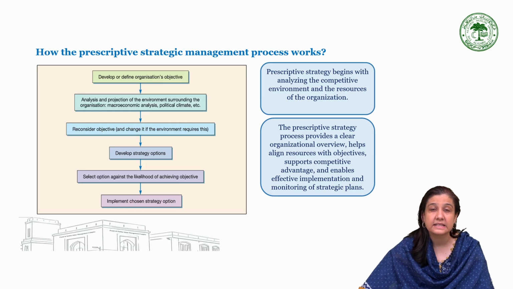This process provides clear direction as everyone understands the organizational goals. This process also aligns resources, and resources are allocated as per priorities. This process also leads to competitive advantage because organizations can identify ways to outperform competitors. There is effective monitoring, and progress can be measured against predetermined objectives. And thus, as a result, organizations become more focused and coordinated.